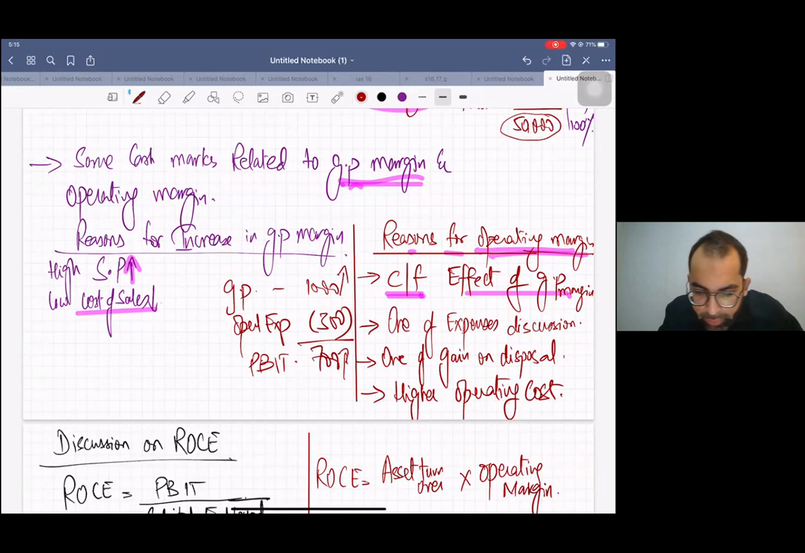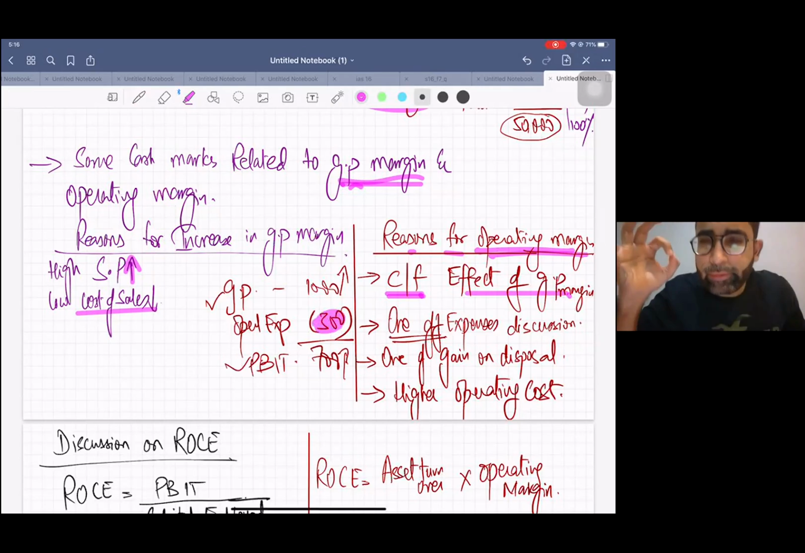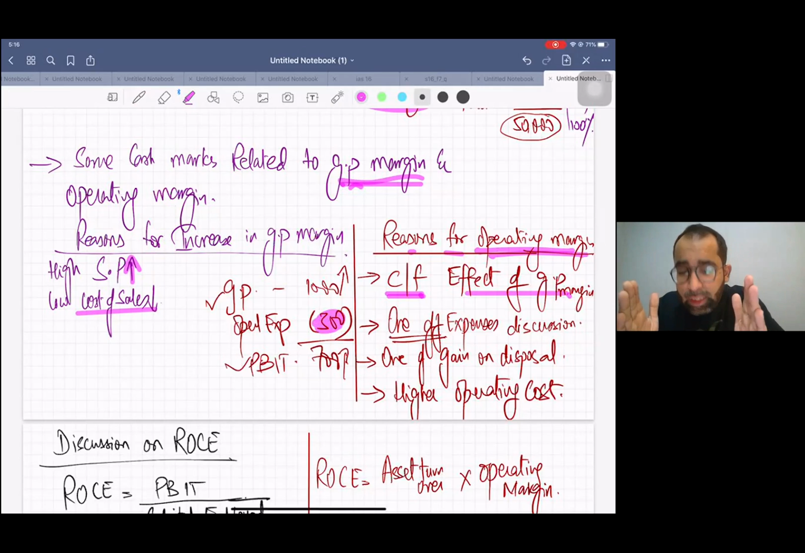One of them is one-off expenses. Sometimes the difference between GP and PBIT is operating expenses. Look at here, dear students, the difference between GP and PBIT is operating expenses. So sometimes operating expenses are artificially overstated just for 1 year because of one-off things. Maybe this year we did something illegal, we broke the law and we got a big penalty. So this is only for 1 year.